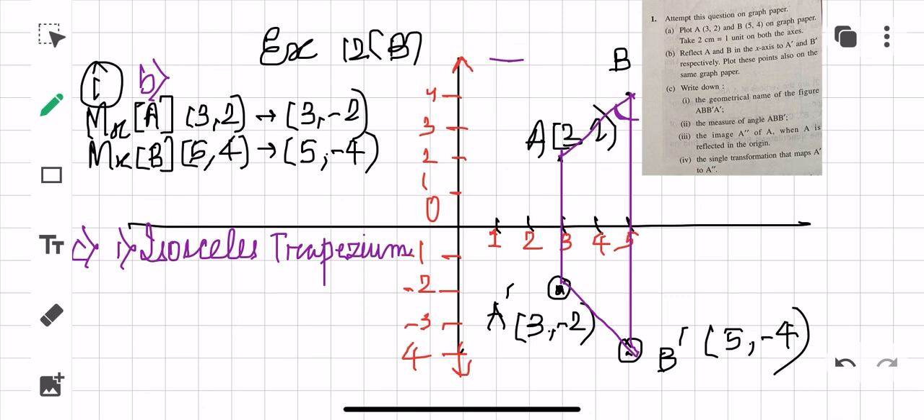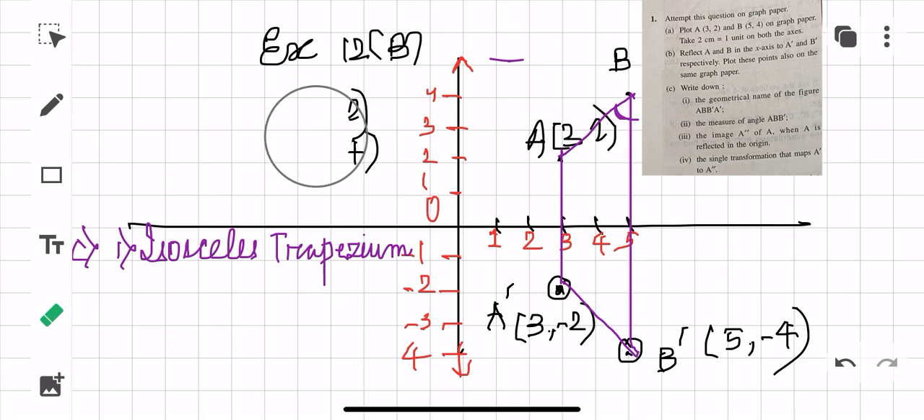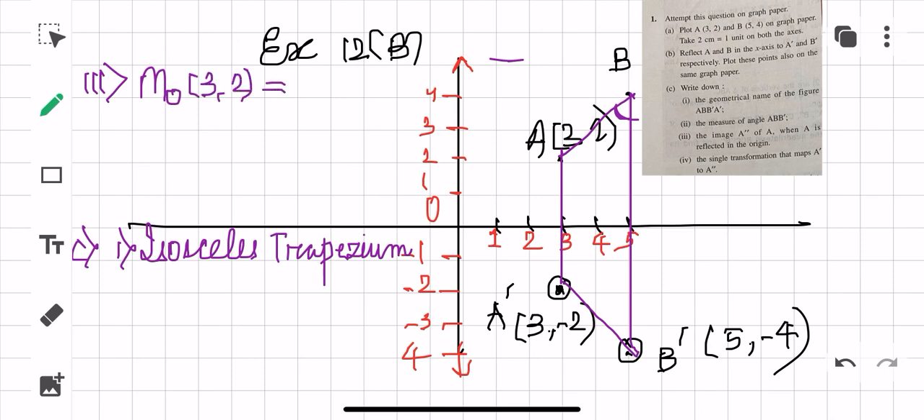Okay, then the third sub question is the image A double dash of A when A is reflected in the origin. Okay, so now what they are asking, I'll just erase this particular thing, children, because we don't require it anymore. So you have to write the image A double dash of A when A is reflected in the origin. So you already know that when A is reflected in the origin, so this is for the third sub question. So you will be writing MO, and what is the coordinates of A? It is 3, 2. So this becomes what? Along the origin both the signs change. So -3, -2. Easy one.